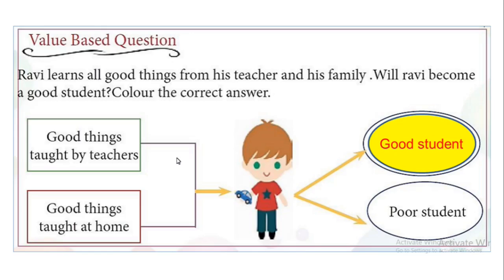So almost all the students want to learn almost all the good things from their teachers and also from their family. Then what will they become? They will become good students. So almost all of you want to become good students by learning good things from your teachers and from your family members.